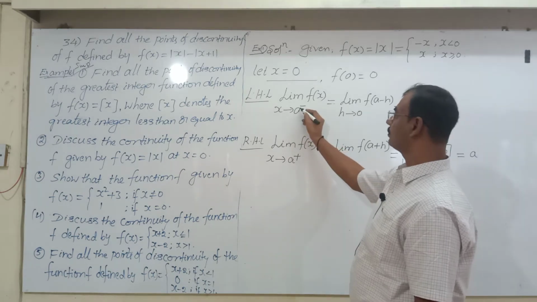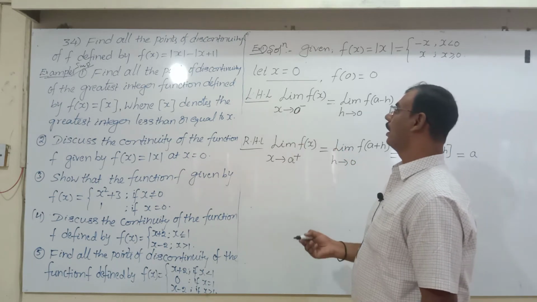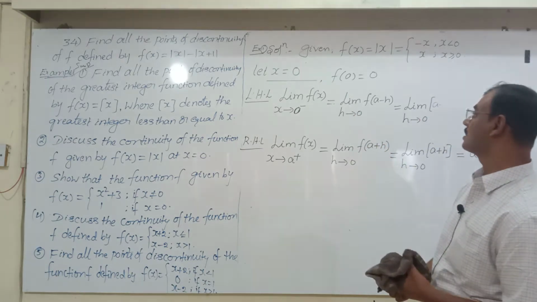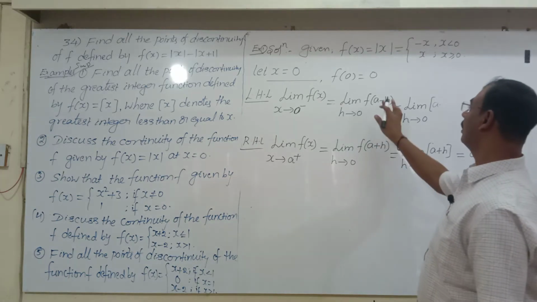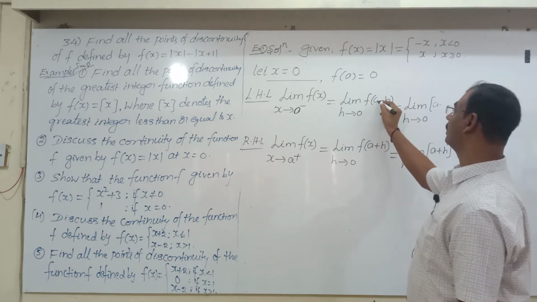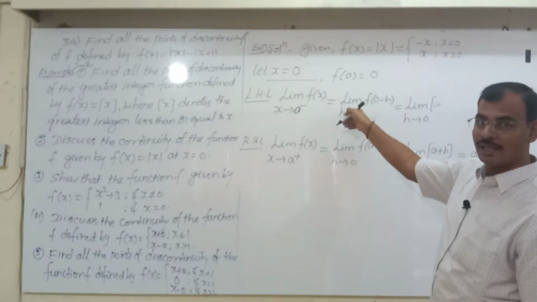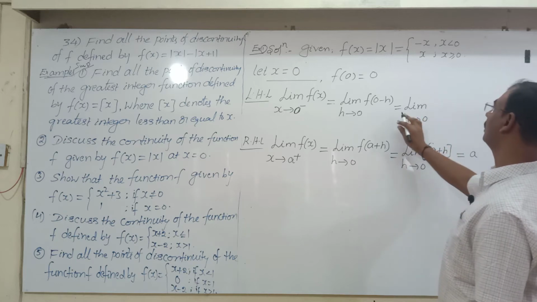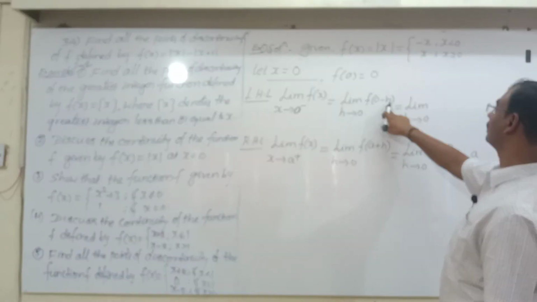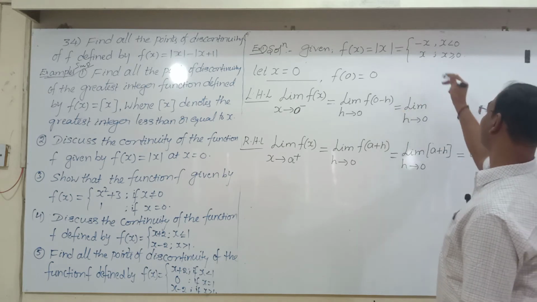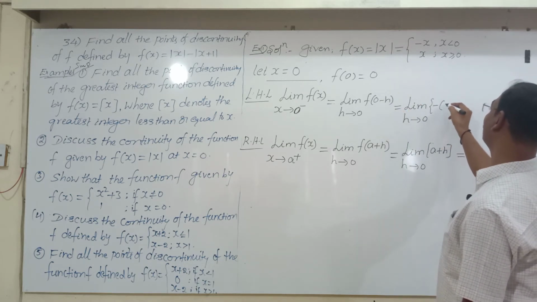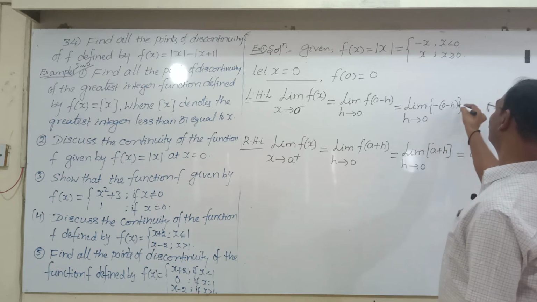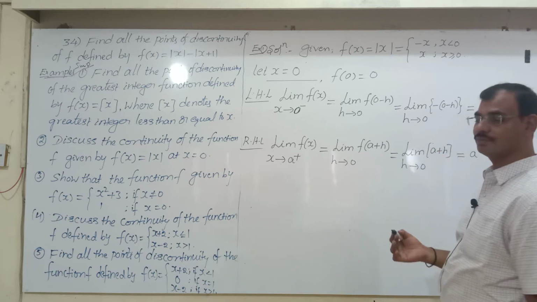Next we have to find out the left hand limit at x equal to 0. Limit of f of x as x approaches 0 minus. So we can write limit of f of 0 minus h as h approaches 0. Now substitute in the function, when x is smaller than 0, it is minus x. So minus of 0 minus h. Substitute 0 here, it becomes 0 only.